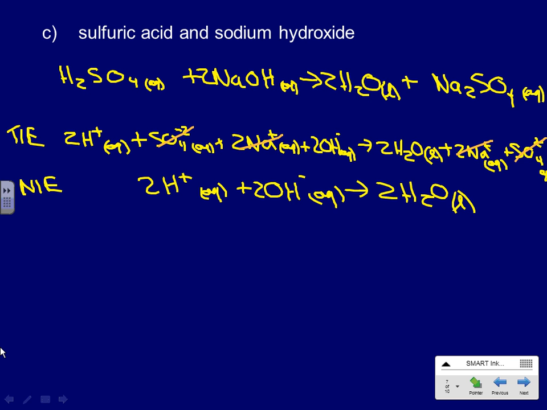That is the net ionic equation for all neutralization reactions. Depending on the type of acid and how many H's they have and the type of base, that's going to change the numbers in front, but they're always going to be a certain number of H's with a certain number of OH's to produce water.